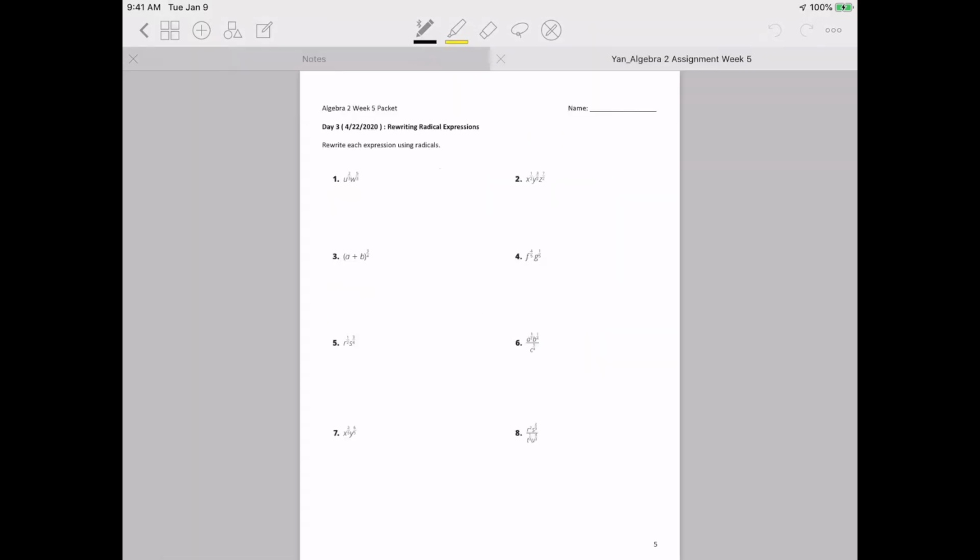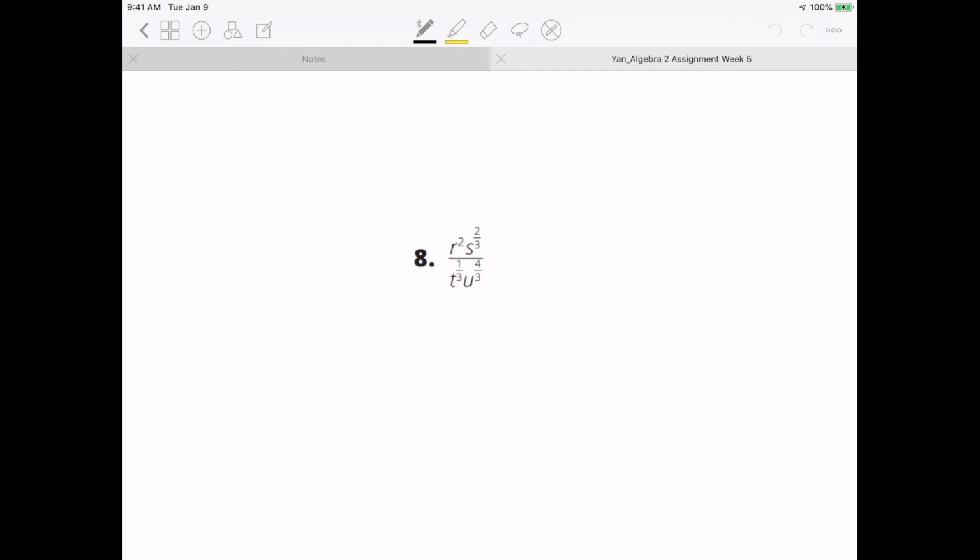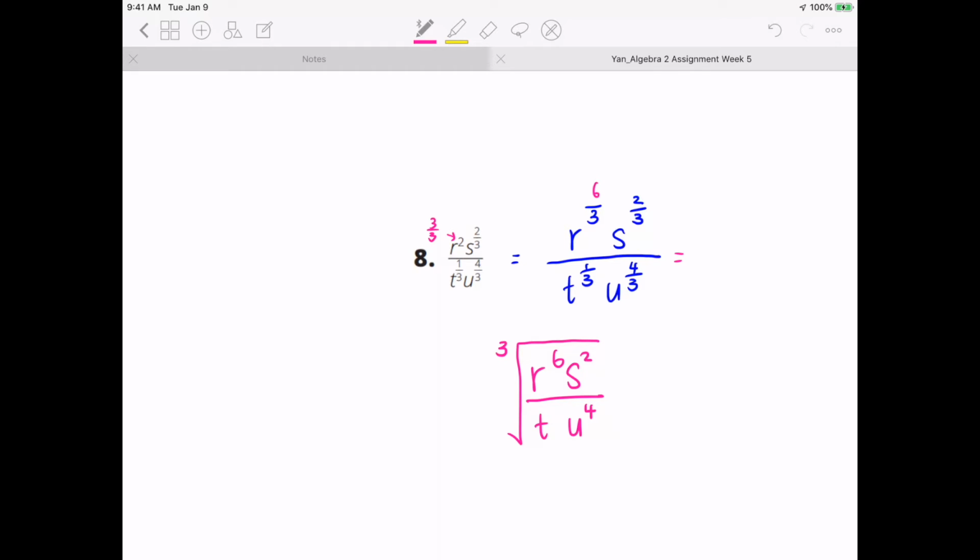Let me go to your homework page and let's do number 8. Number 8 looks the most complicated one. So I have 2, 2/3, 1/3, and 4/3. If I gotta put a common denominator, it would be a 3 at the bottom. So how do I make the 2 have a 3 at the bottom? I would want to multiply 3 over 3, which makes it 6 over 3. And then we're so close to getting our answer. It would be r to the 6th power, s squared, t, we don't put anything there because it's a 1, u to the 4th power. And then we put our root with a 3 on the outside.